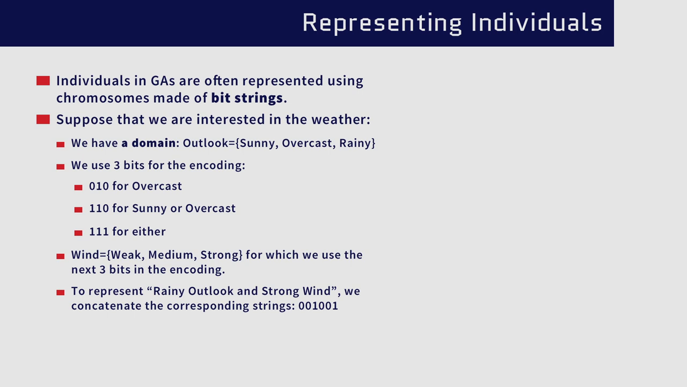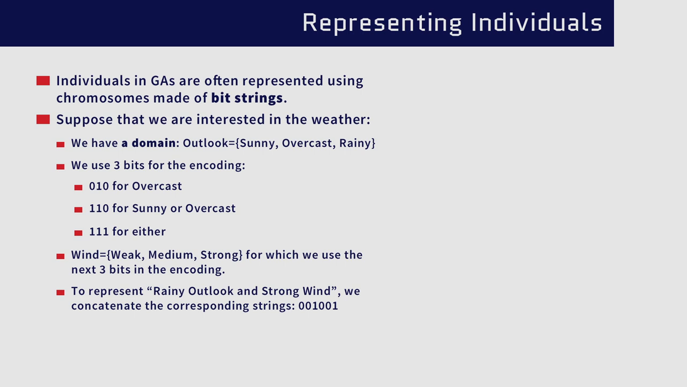Suppose that we are interested in the weather. We can have a domain with a set of possible outlooks, let's say sunny, overcast, and rainy. And we can use a chain of 3 bits to encode them, with the first bit standing for sunny, the second one for overcast, and the third one for rainy. So the chain 010 will stand for overcast, 110 will stand for sunny and overcast, and 111 will stand for all 3, sunny, overcast, and rainy, being true.